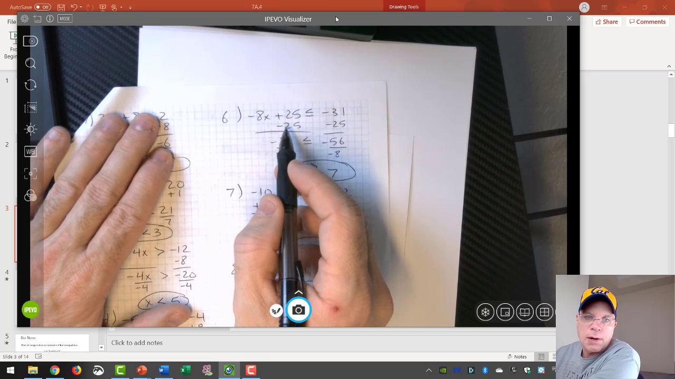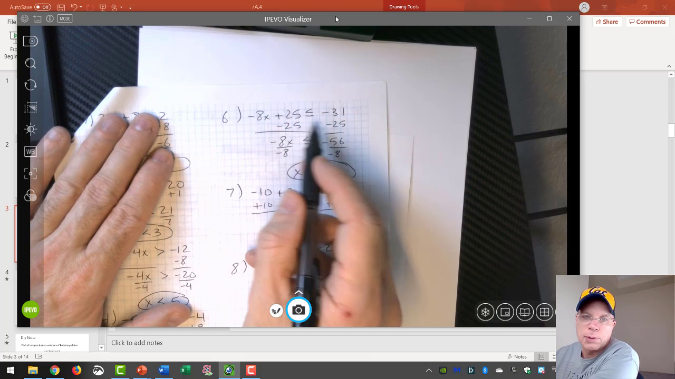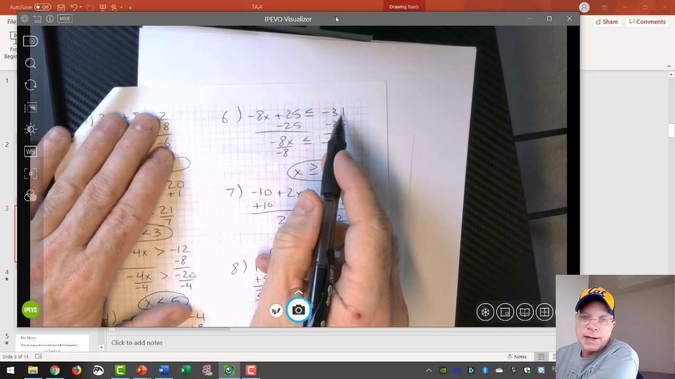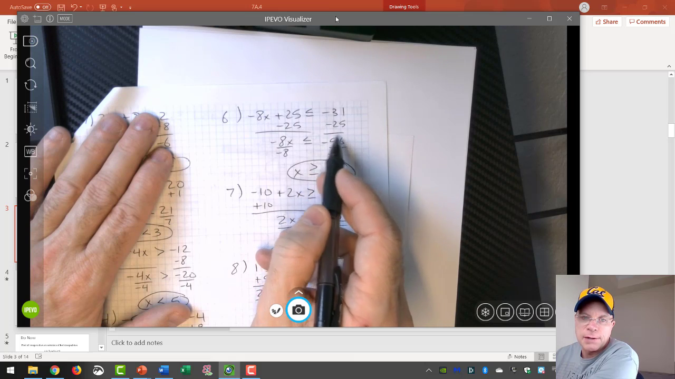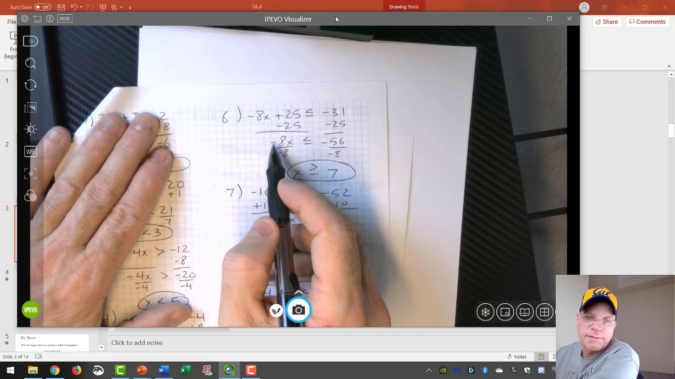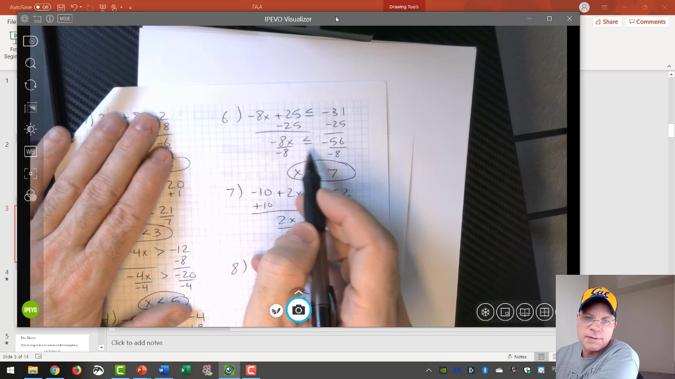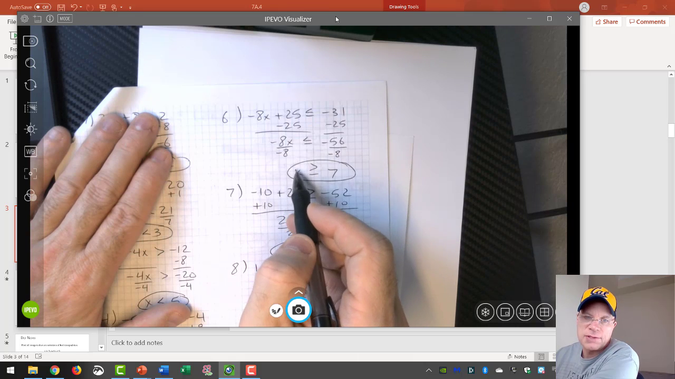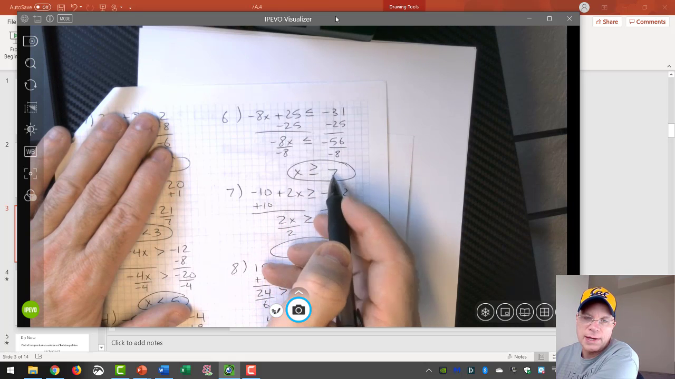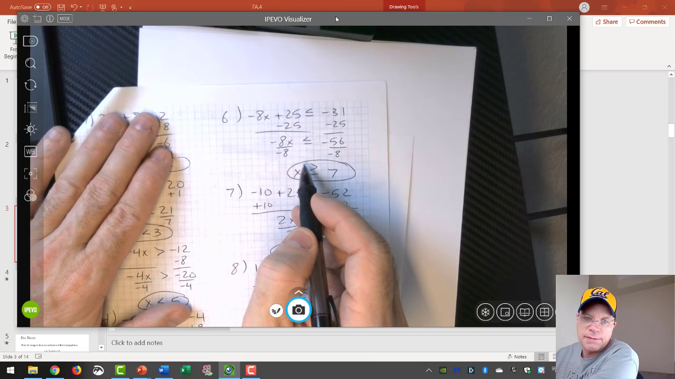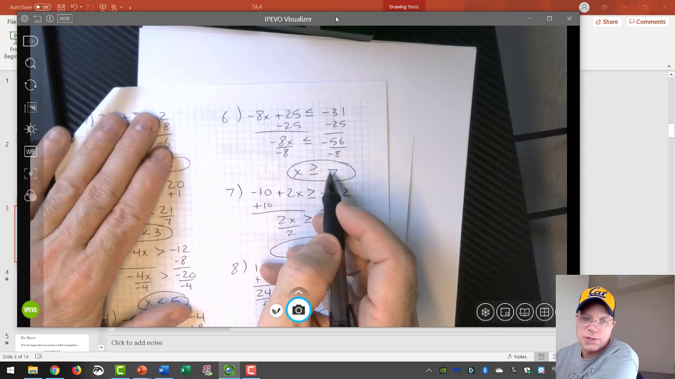I get rid of the constant term by subtracting 25 from both sides of the equation. Negative 31 minus 25 is negative 56. I still have negative 8x on the left side of the inequality. When I divide both sides of the inequality by negative 8, I get x on the left side and positive 7 on the right. But I divided by a negative, so I reverse the inequality, and we get x is greater than or equal to 7.